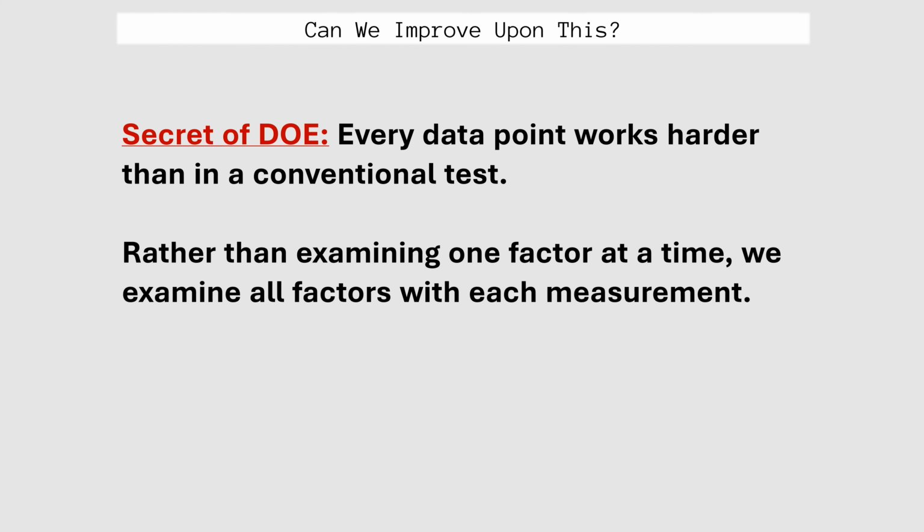The secret of DOE is that data points are made to work harder than in a conventional test. And the way this is done is that rather than examining one factor at a time, we examine all factors with each measurement. Every data point contains information about all the factors in the experiment, not just one.